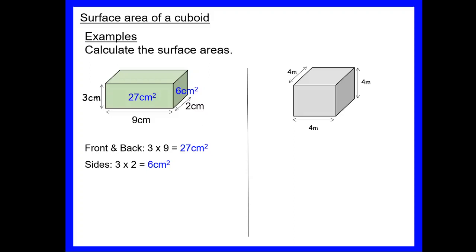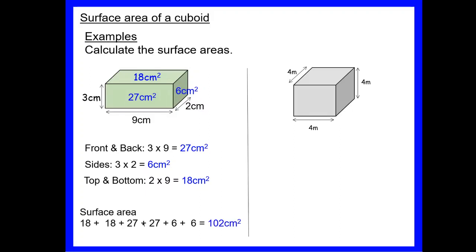So there's 2 of those. And then the top and the bottom are 2 by 9, which is 18 centimetres squared. So remember, we've got to add 2 of each of those together. So we've got 2 18s, 2 27s and 2 6s, which comes to 102 centimetres squared. Now you might be tempted to just multiply these by 2 and add them. I prefer to add them separately because then I can see that I have 6 values, so I don't get myself confused with how many faces I've found. Okay, but that is up to you. I just like to make sure at the end, yeah, it's a 6-sided shape.